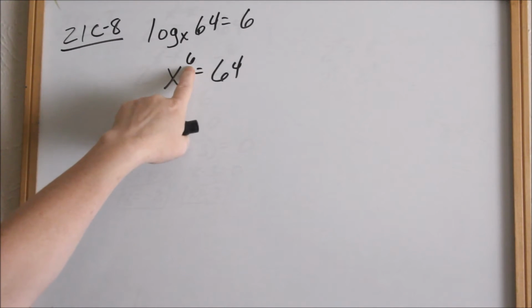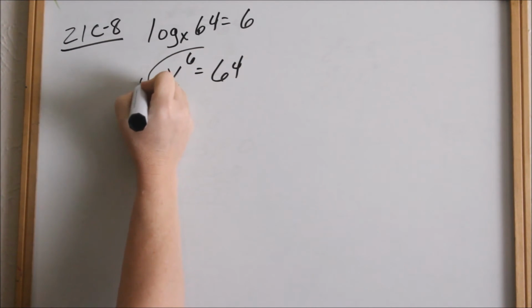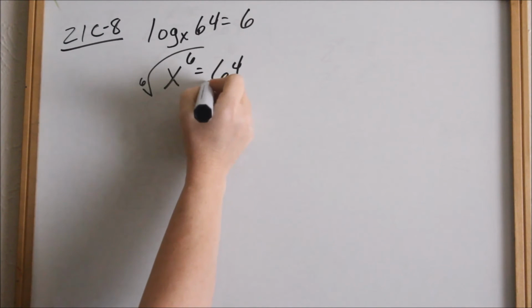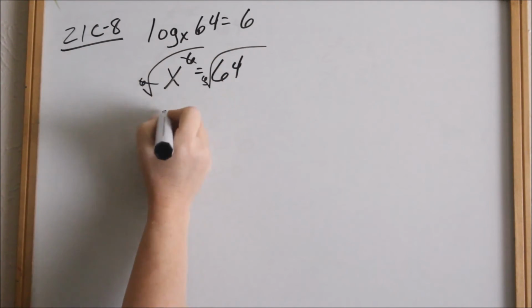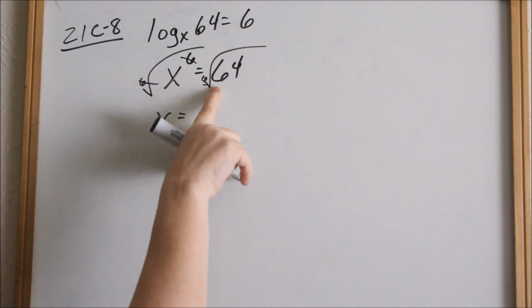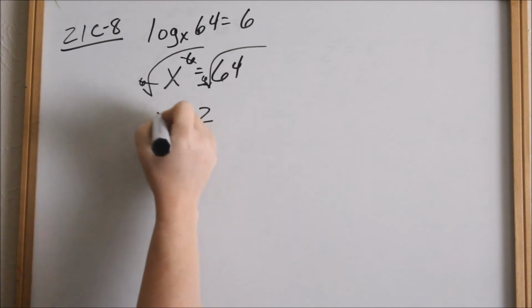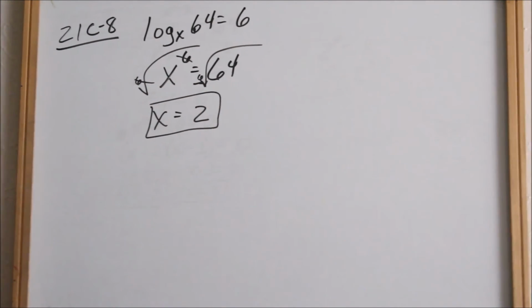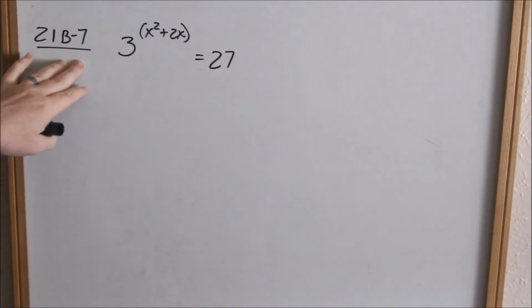X to the 6th. What do I do to get rid of that 6? It's to the 6th power. I have to do the opposite of raising it to the 6th power, which means taking the 6th root. So do the 6th root of 64. This and this cancels. The 6th root of 64 would be 2. So x equals 2.